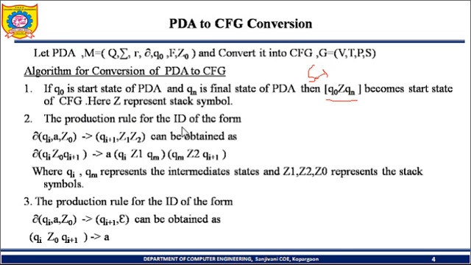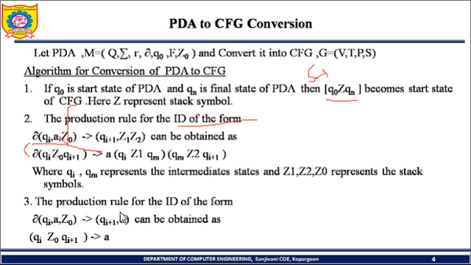Now the production rule of the ID form. If the production rule in the given PDA is like this: delta of Qi, A, Z0 will give Qi+1, Z1 Z2. Then its equivalent grammar will be obtained as Qi Z0 Qi+1 tends to A Qi Z1 Qm Qm Z2 Qi+1. This is the rule for this kind of production, where Qi and Qm represent intermediate states, and Z0, Z1 and Z2 represent the stack symbols.